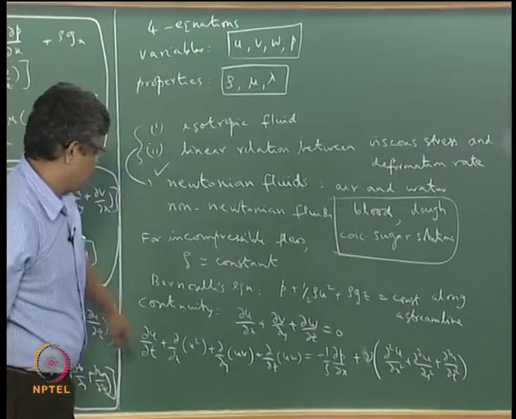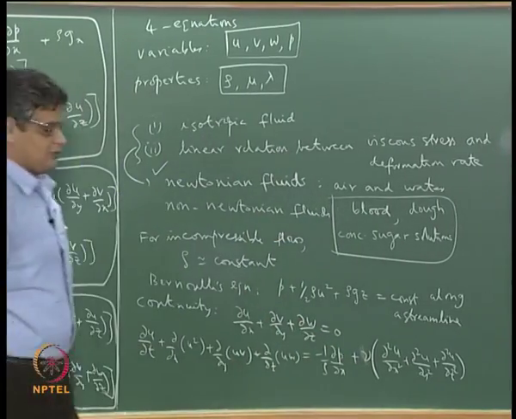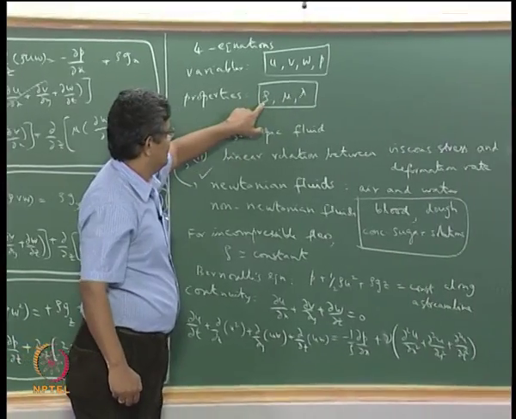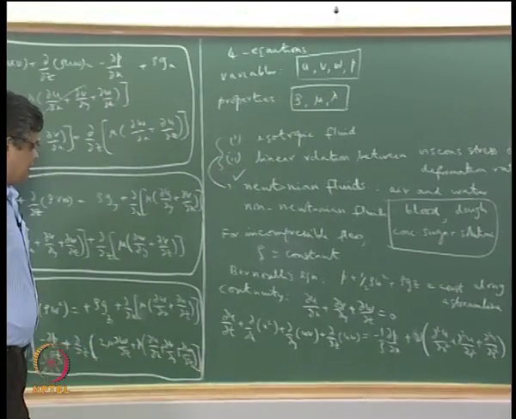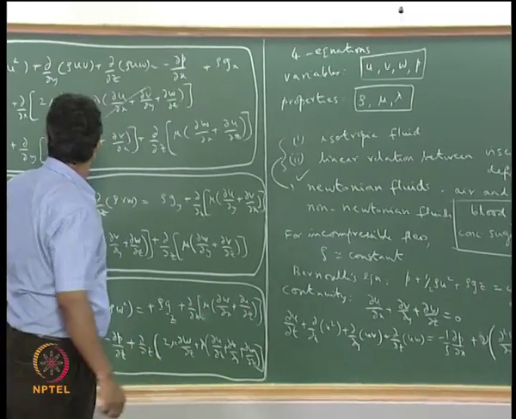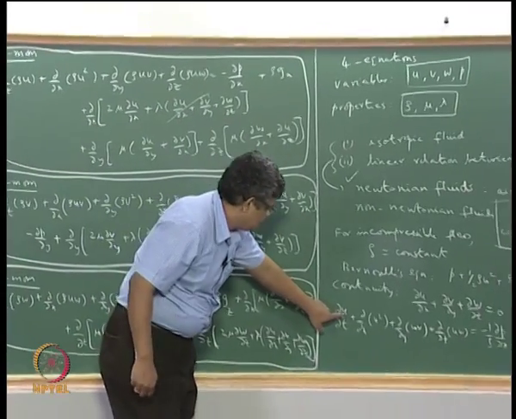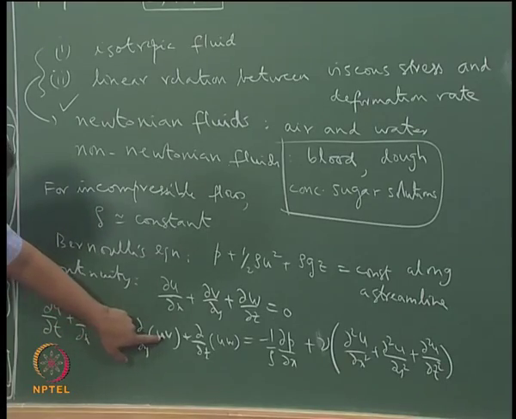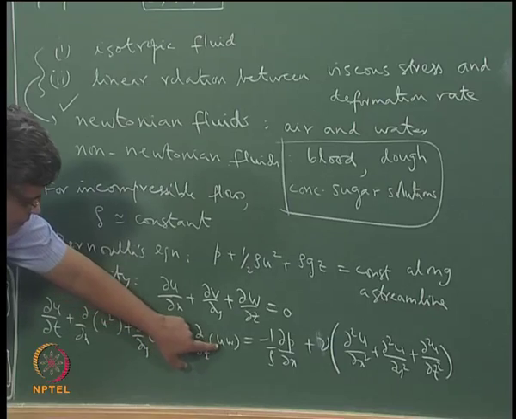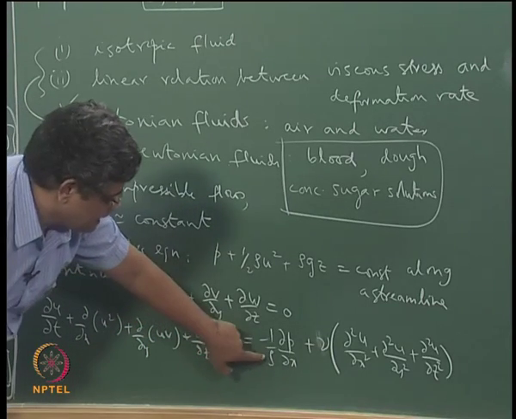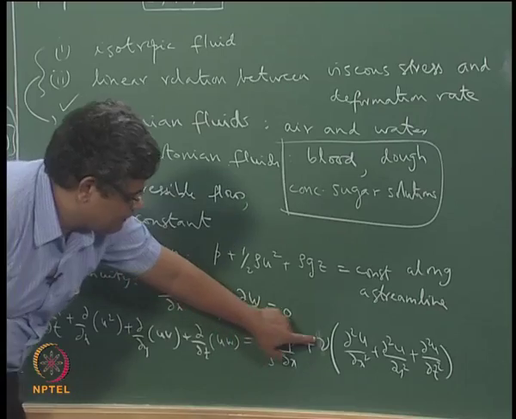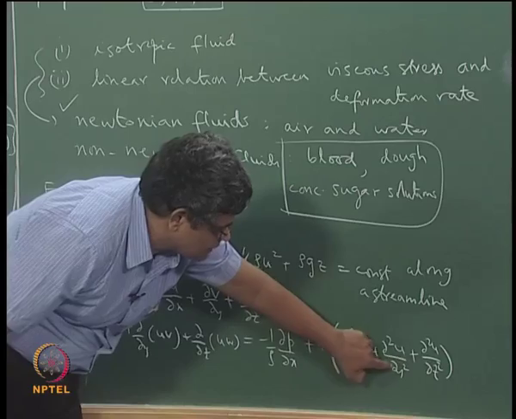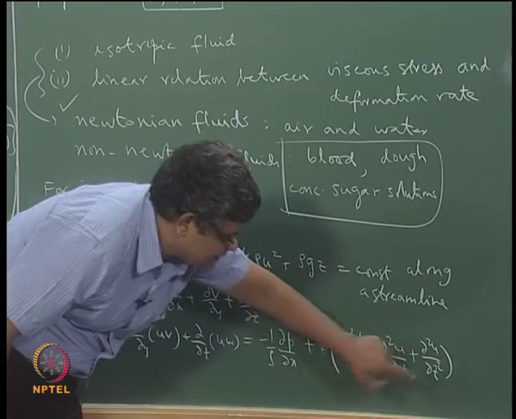So, nu here is the kinematic viscosity, that is, the dynamic viscosity divided by the density. Similarly, the y momentum equation reduces to dou v by dou t plus dou by dou x of uv plus dou by dou y of v square plus dou by dou z of vw equal to minus 1 by rho dou p by dou y plus nu times dou square v by dou x square plus dou square v by dou y square plus dou square v by dou z square.